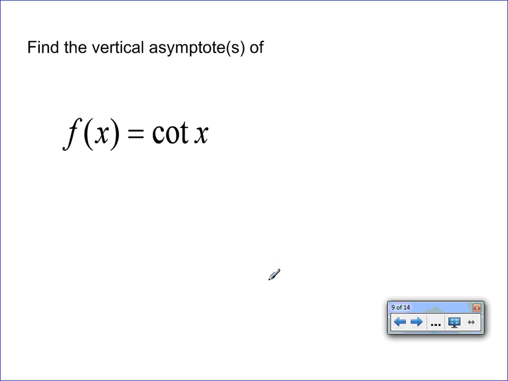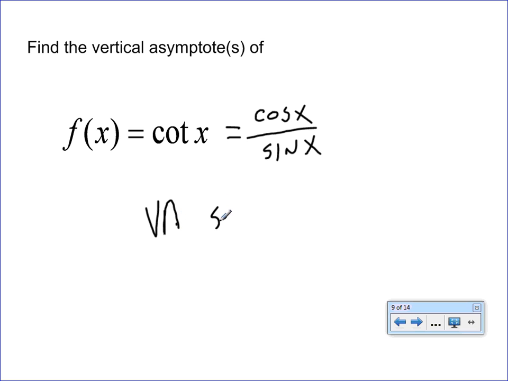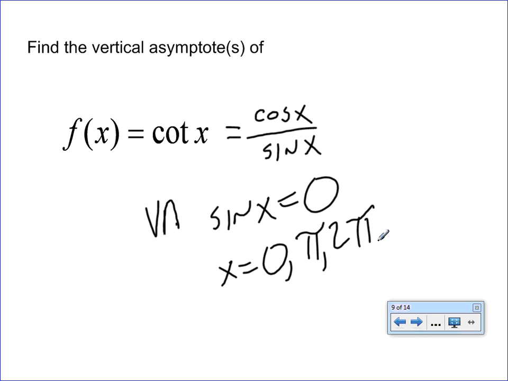Cotangent. Where are we going to find a vertical asymptote of that? Remember what cotangent's equal to? Cotangent of x is equal to the cosine of x over the sine of x. So we're going to find vertical asymptotes whenever the sine of x is equal to 0. And that happens when x is equal to 0, pi, 2 pi, 3 pi, n pi, any number of pi's that we have. Right? So we're just looking again at what's causing the vertical asymptotes: the denominator going to 0.